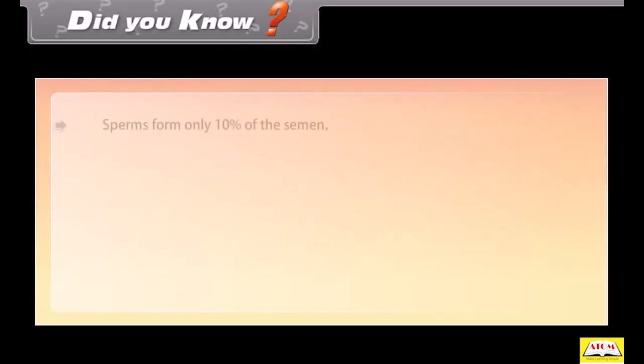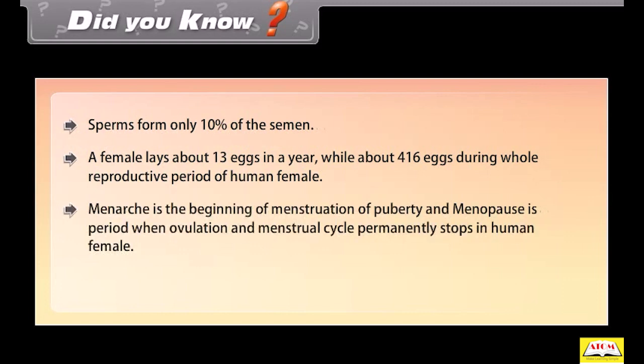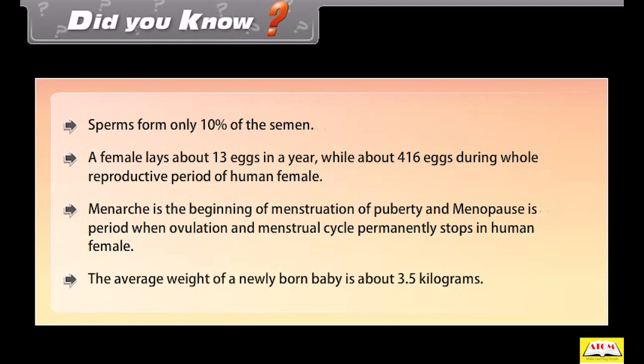Did you know sperms form only 10% of the semen? A female lays about 13 eggs in a year, while about 416 eggs during whole reproductive period of human female. Menarche is the beginning of menstruation of puberty, and menopause is period when ovulation and menstrual cycle permanently stops in human female. The average weight of a newly born baby is about 3.5 kilograms.